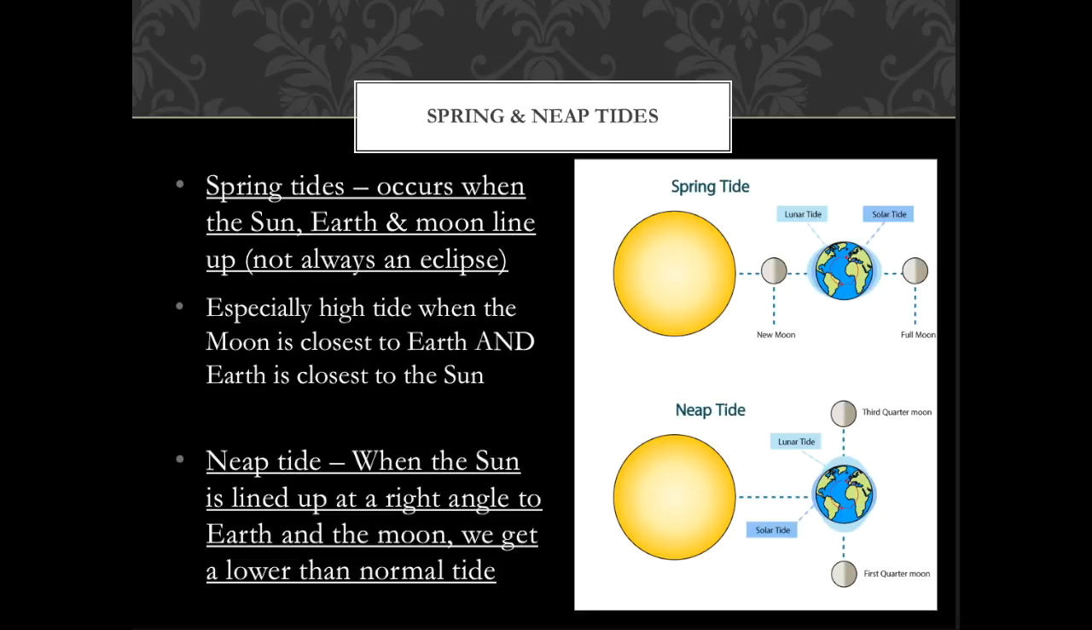And then you get neap tides as well. And this is when the Sun and Moon are lined up at a 90-degree angle, and as a result, it's going to create lower than normal tides. Those tides are not going to fluctuate nearly as much.